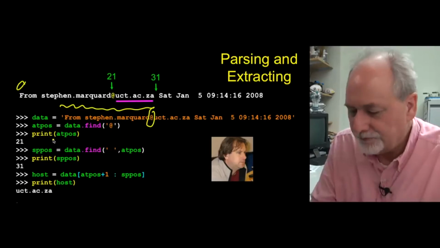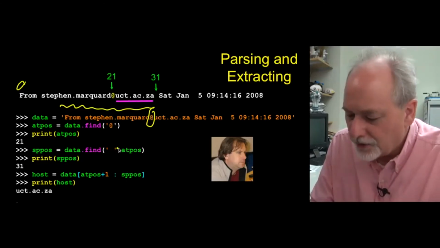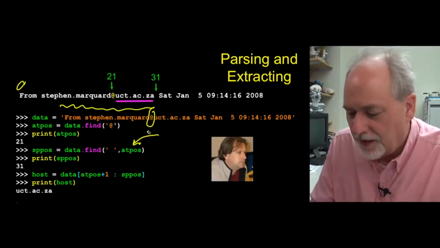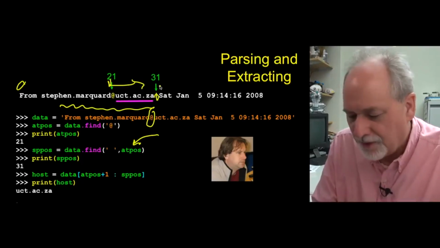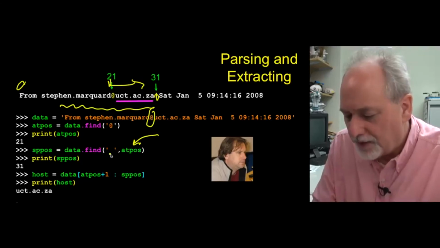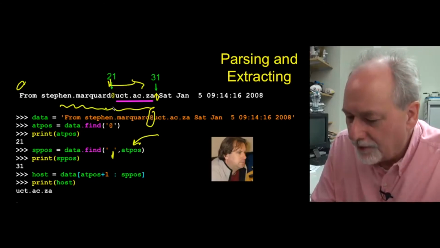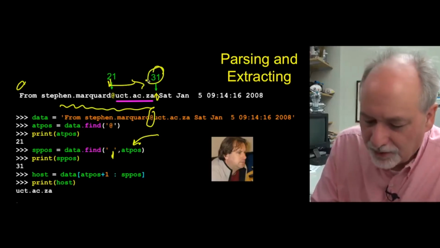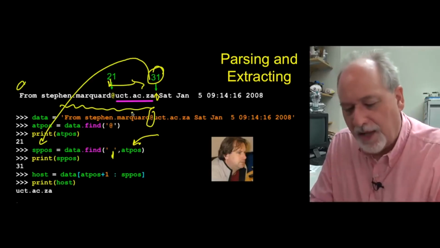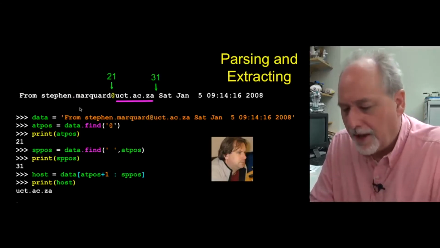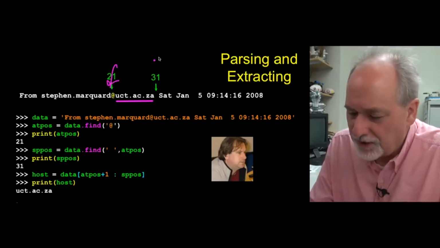Then we're going to look for the next space after the @ sign. So we tell find to start at the position of the @ sign and look forward until it finds a space. So data.find, look for a space starting at the position of the @ sign, and that'll be in position 31. So 31 is what we get in the space position. Now we have in two variables the position of the @ sign and the position of the space after the @ sign.